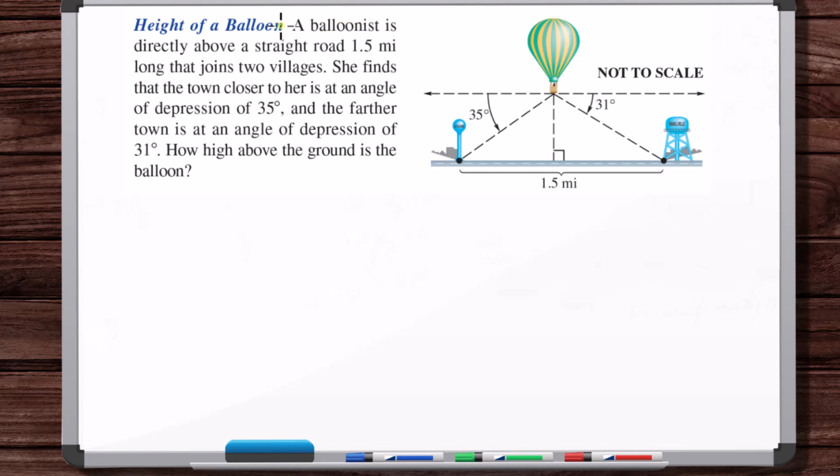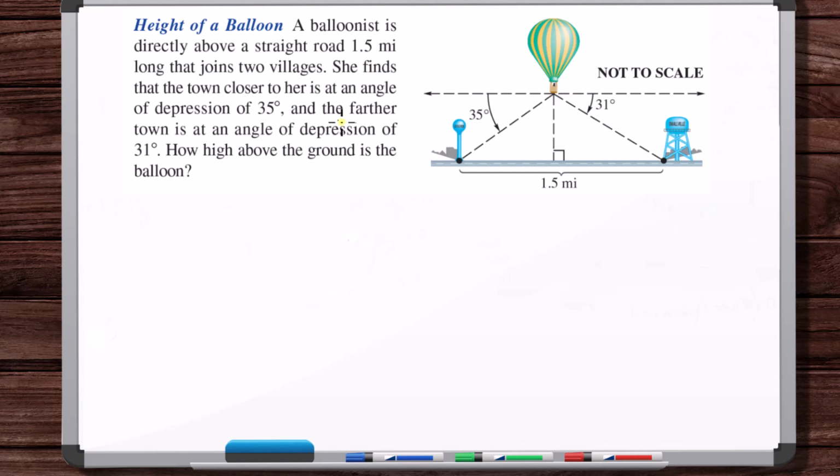A balloonist is directly above a straight road 1.5 miles long that joins two villages. She finds that the town closer to her is at an angle of depression of 35 degrees, and the farther town is at an angle of depression of 31 degrees. How high above the ground is the balloon? So here's another example of where being able to solve triangles in real life applications can be very useful.